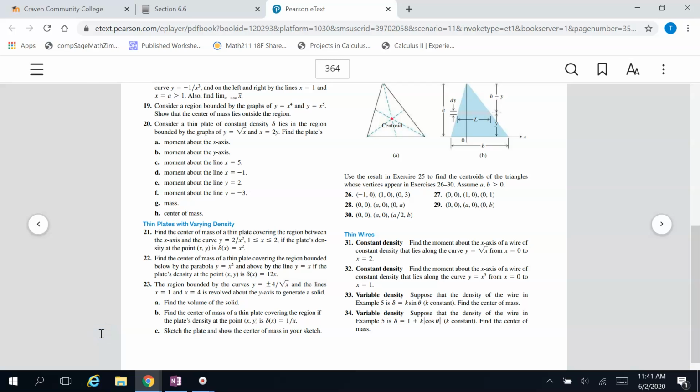All right, so we're going to jump into a question here, and I think I want to do question number 22 here in the book. So this is in the back of the section. Usually I do problems in the section itself, but we're going to try ourselves here. So find the center of mass of a thin plate covering the region bounded below by the parabola y equals x squared and above by the line y equals x if the plate's density at the point (x, y) is delta of x is 12x. So this time we don't have a constant density, we're going to have a varying density here. Okay, so it's y equals x squared and y equals x.